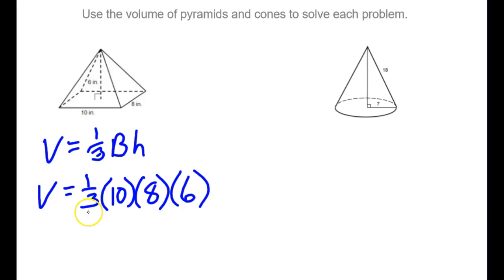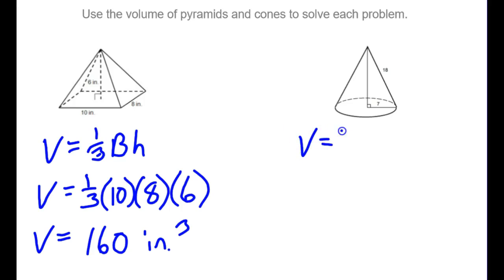Okay. 1/3 times 6 is 2. 2 times 8 is 16. 16 times 10, 160. So the volume is 160 inches cubed for this pyramid. Now we need to find the volume for this cone. Formula for the volume of a cone is volume equals 1/3 pi times the radius squared times h.